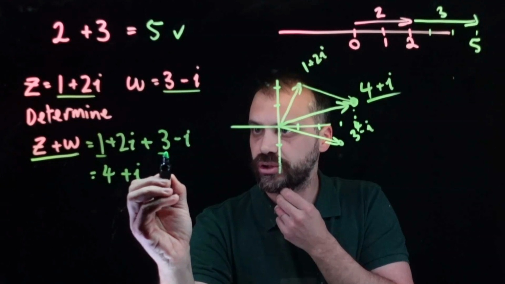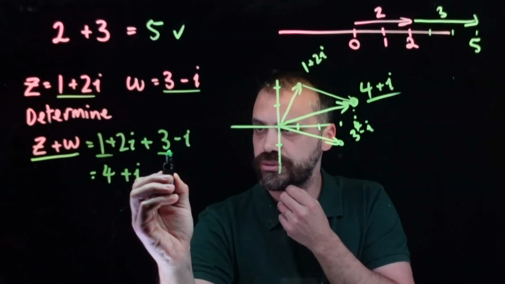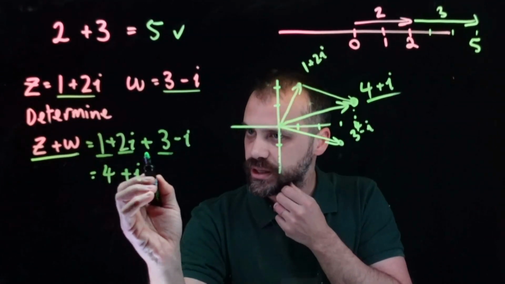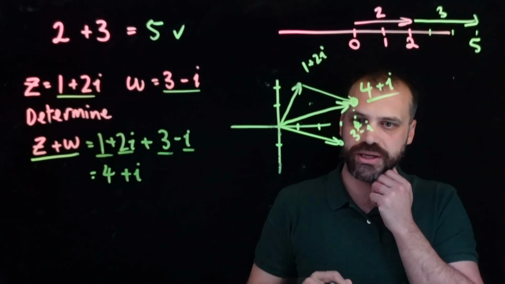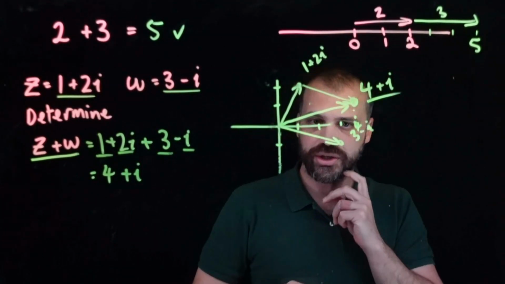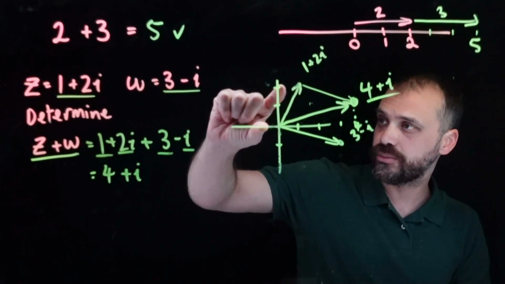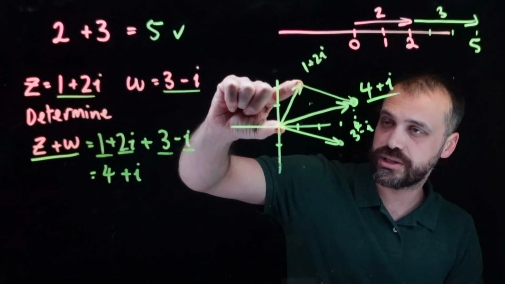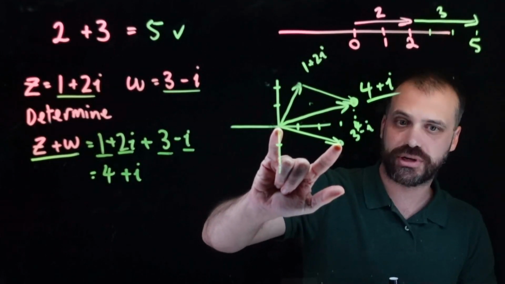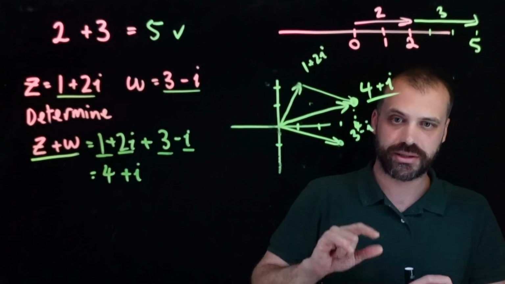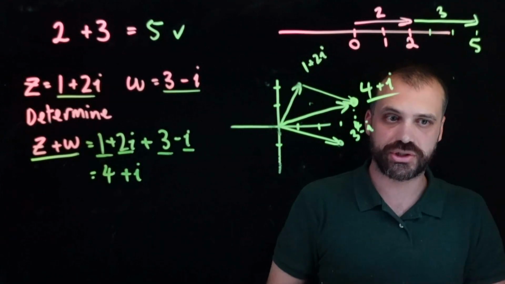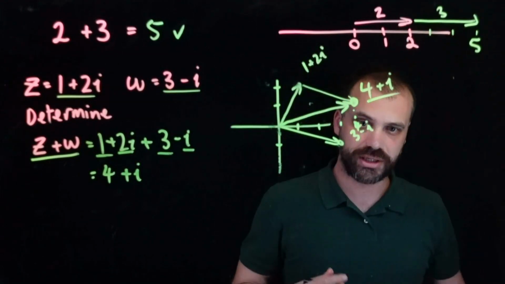We group our like terms. Real terms get grouped together. 1 plus 3 is 4. Imaginary terms get grouped together. 2i minus i is i. Geometrically, one of our complex numbers, 1 plus 2i, another one of our complex numbers, 3 minus i, and we join them together and we get this new one here, just like we did in grade 1.